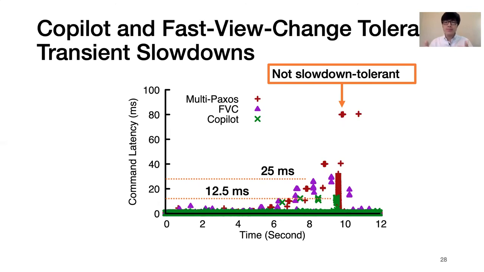Finally, we have Copilot. Copilot tolerates changing slowdowns through its proactive redundancy. Its latency is low and is controlled by the timeout that pilots use for fast takeover. Here, we use a 10 millisecond fast takeover timeout, and this controls the maximum latency, which is around 12.5 milliseconds.